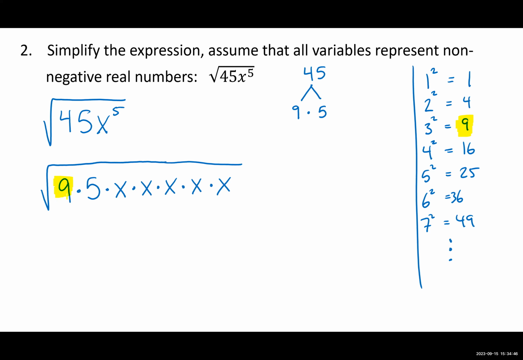So now we could take the square root of 9, right? The square root of 9 is 3. We know that. And x times x, well, that's x squared. So if x is not negative, then the square root of x squared is equal to x. And then we have another pair of x's. So basically, the degree of the root, in this case the square root, is the number of copies you need to evaluate that square root.